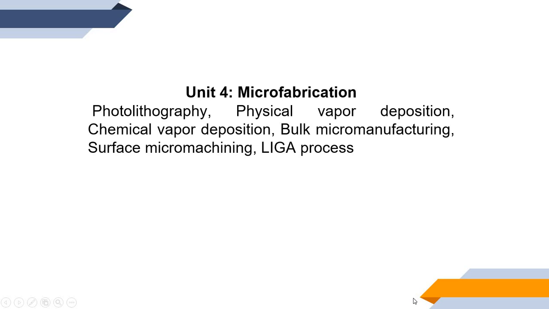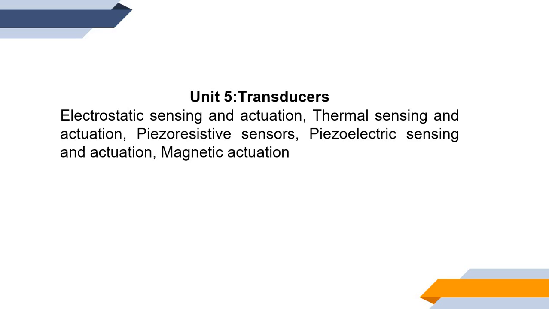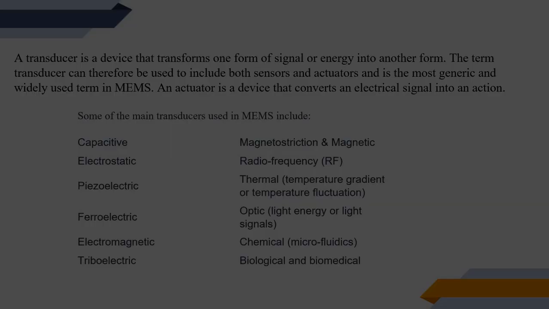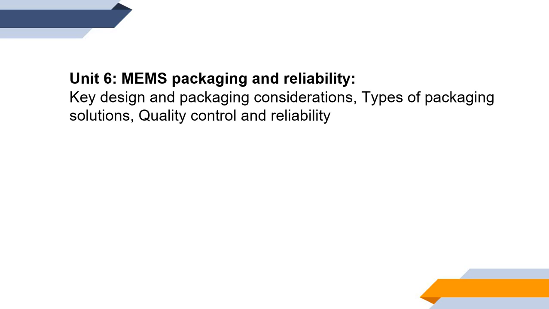Unit 4, microfabrication. In order to build MEMS devices, we are going to learn various techniques, in which photolithography, physical vapor deposition, chemical vapor deposition, bulk micromachining, surface micromachining and the LIGA process can be used. Unit 5, transducers. We are going to use various types of sensors and actuators as transducers. On the basis of their electrical signal or working principle, they are classified as capacitive, electrostatic, piezoelectric, ferroelectric, electromagnetic and triboelectric transducers. Unit 6 deals with MEMS packaging and reliability, in which key design and packaging considerations, types of packaging solutions, and quality control and reliability we are going to study.